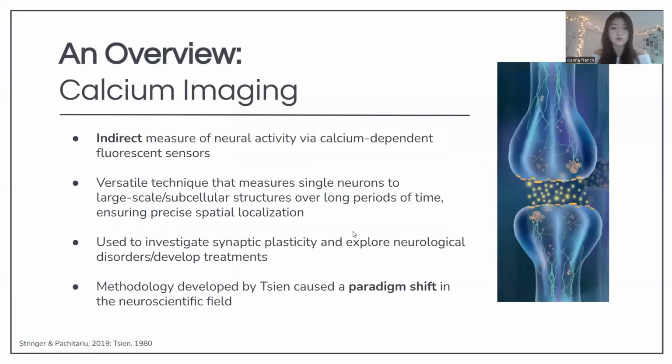So just as a quick overview, calcium imaging is an indirect measure of neural activity through calcium-dependent fluorescence sensors. It's a very versatile technique, so it can measure the activity of a singular neuron all the way to subcellular structures over long periods of time, making it good for longitudinal studies, as well as ensuring precise visual localization. It's generally utilized to investigate synaptic plasticity and also explore neurological disorders or develop treatments following these calcium ions.